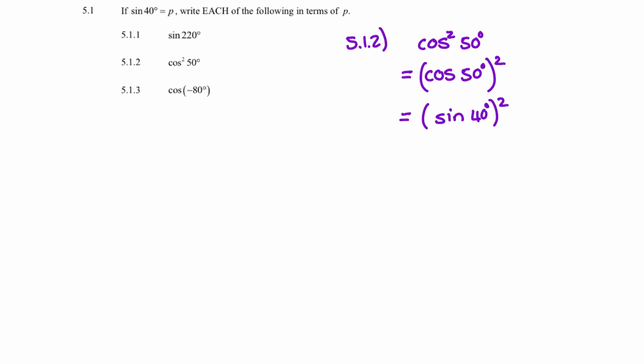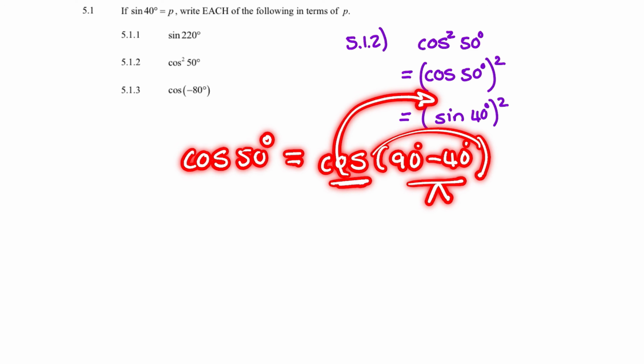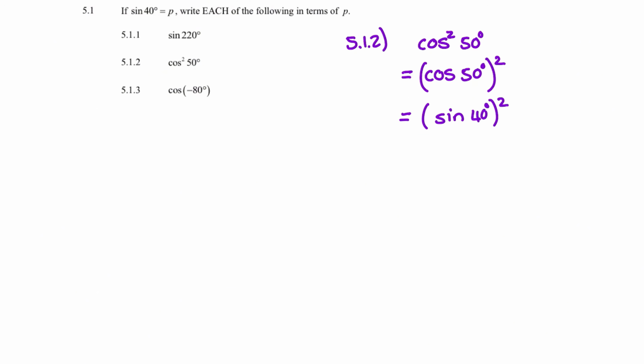So remember that the cosine of 50 degrees can be written as the cos of 90 minus 40 degrees. And we change cosine to sine when we have 90 minus. So now we have this expression in terms of sine of 40 degrees, and sine of 40 is equal to p. Therefore, cos squared of 50 is equal to p squared. So I simply replace the sine of 40 with a p, and that answer is p squared.